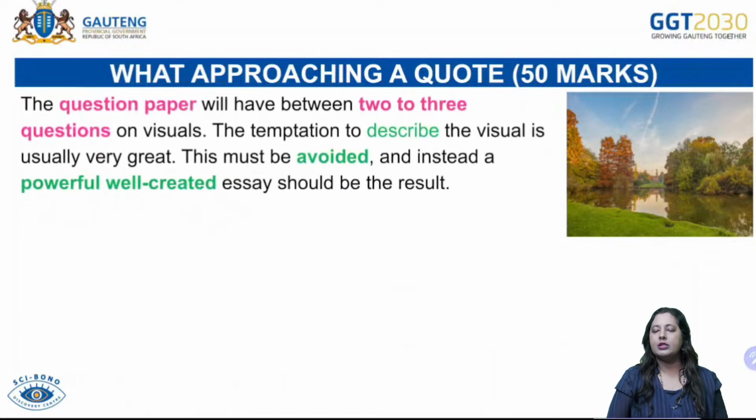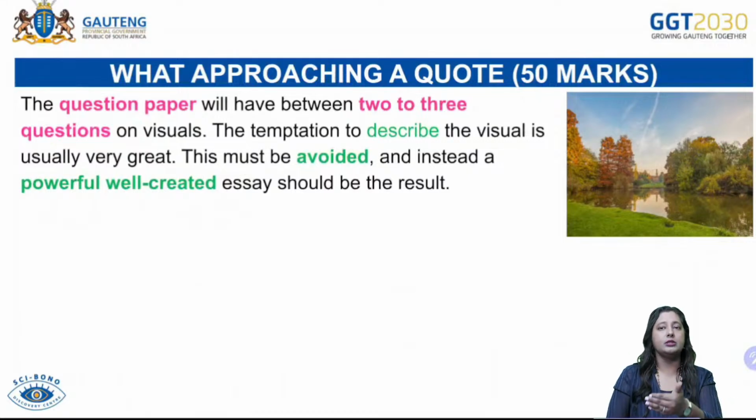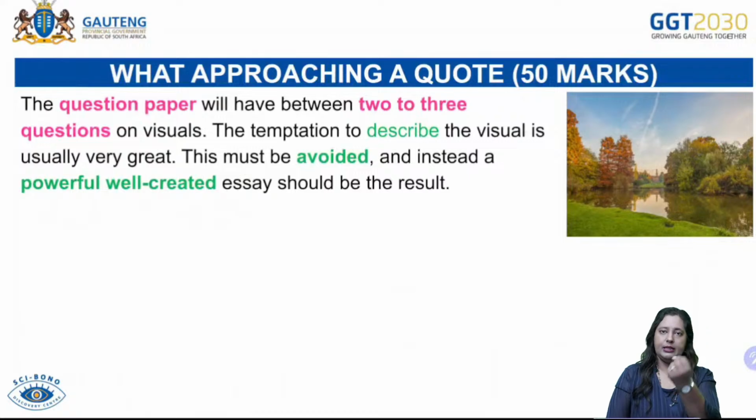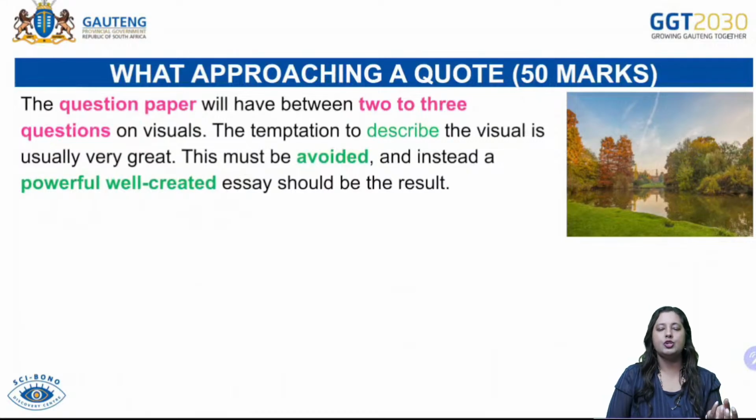Right. So when approaching the quote, please remember the question paper will give you an option of either 2 or 3 visuals, all right? And here, the temptation, we're not talking about quote anymore, we're talking about the imagery, okay, the stimuli. Here, it will then be for you to visualize the image that is given to you, right? Now, describe the visual is usually a good idea, but this must be avoided. Instead, you must have a powerfully well-crafted essay.